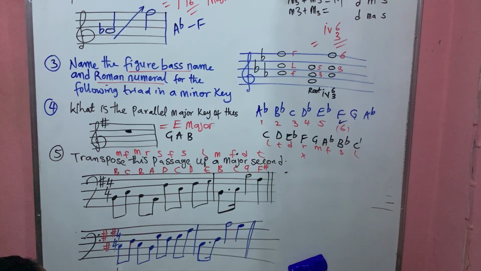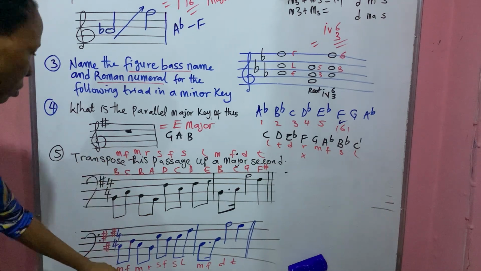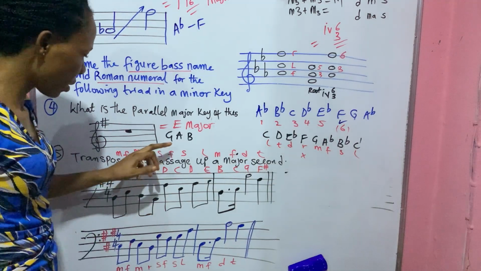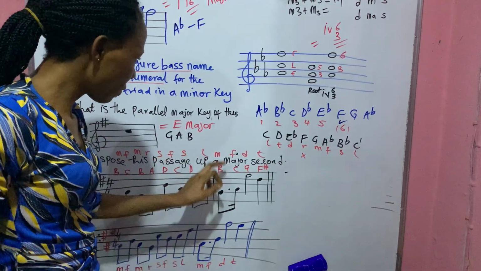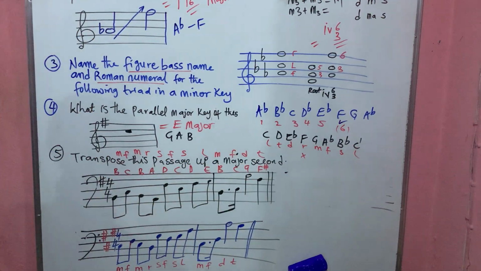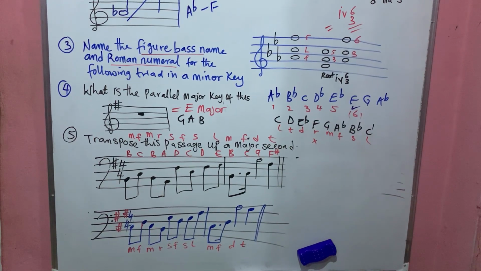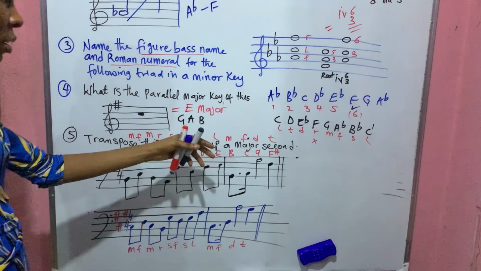So we have here mi, fa, mi, re, so, fa, so, la, so, fa, so, la, mi, fa, do, ti. So do we have the same thing? Let's see. Mi, fa, mi, re, so, fa, sol, la, mi, fa, do, ti. So we have the same thing. So that's just the answer to all this.